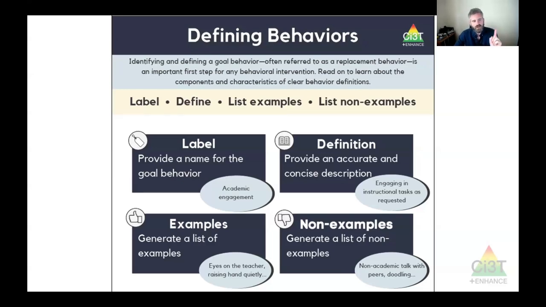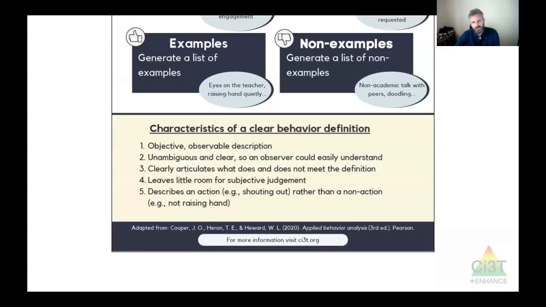Okay, so characteristics of a clear definition are objective, observable. You should be able to see it without having to assume what a person is thinking. It should be unambiguous and clear so that an observer could easily understand it. It articulates what a behavior is and is not, leaves little room for subjective judgment, and it describes an action rather than non-action.